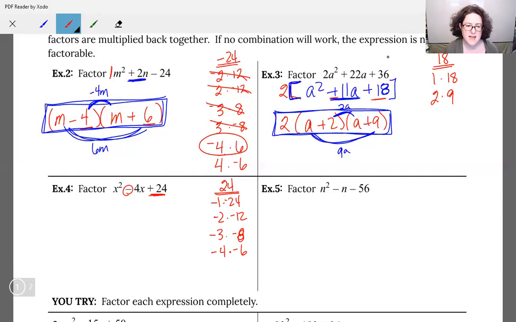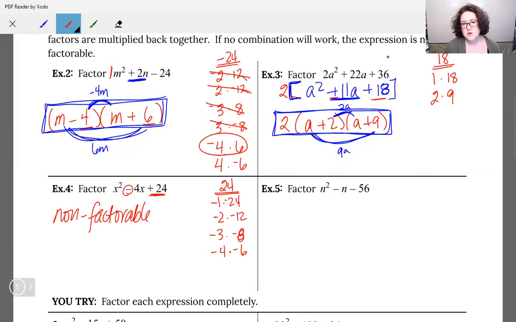So sometimes this is going to happen. If you have no factors that work and you are absolutely sure you have all of your pairs of factors, it could be possible that you have a non-factorable expression. And in fact, this one is non-factorable.